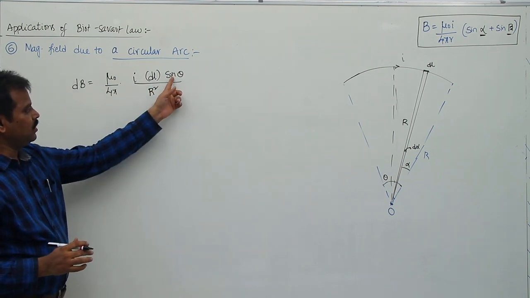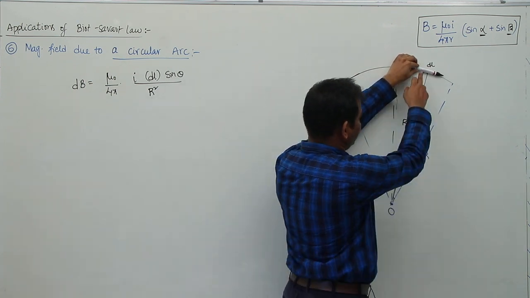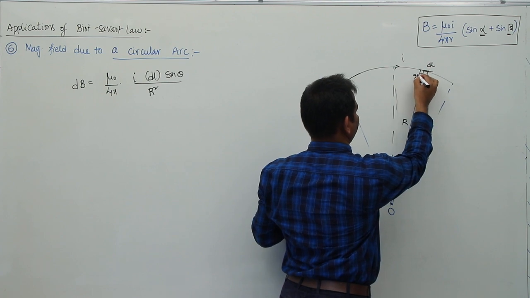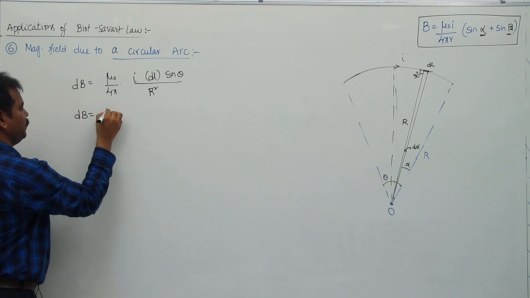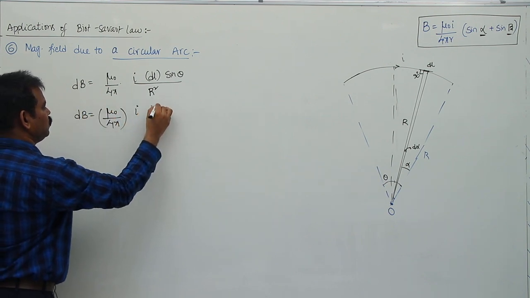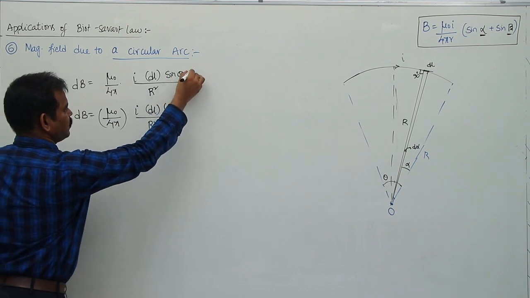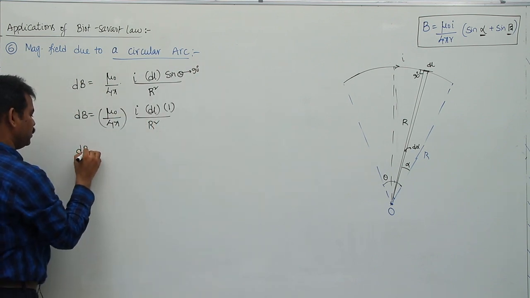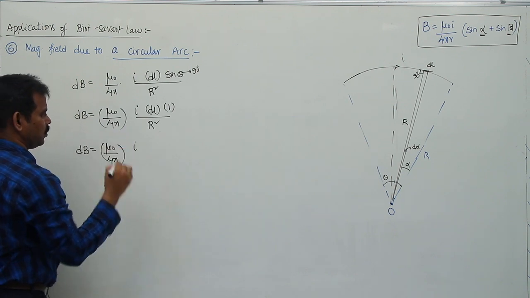What is the sine angle here? The angle is between the element and the line joining this element with the point. So this is 90 only. So I can take theta as 90. So dB is given by mu naught by 4 pi, I into dl into sine 90, which is 1. So dB can be written as mu naught by 4 pi, current I, into dl by R square.